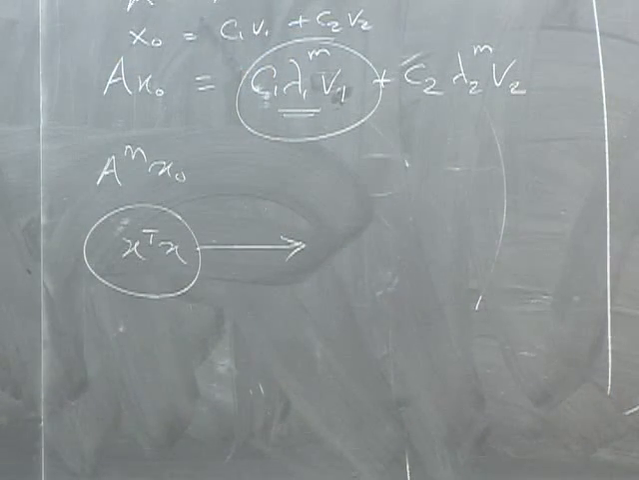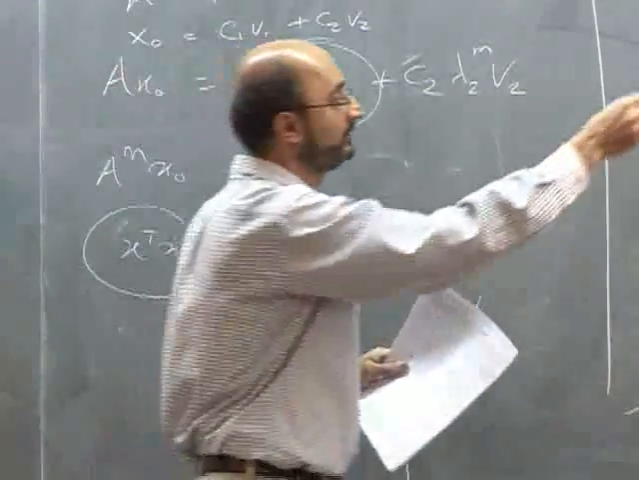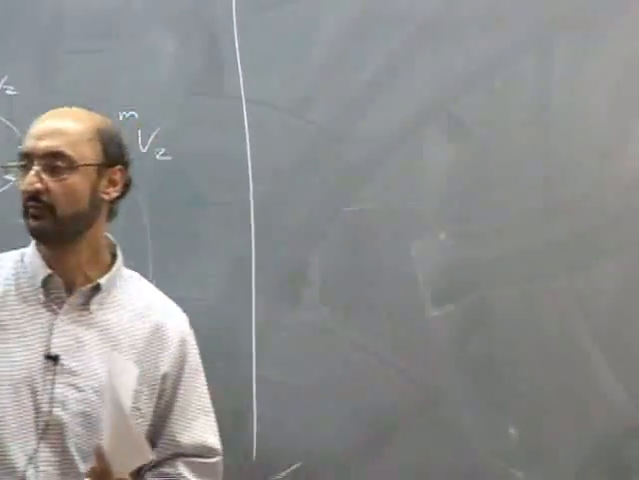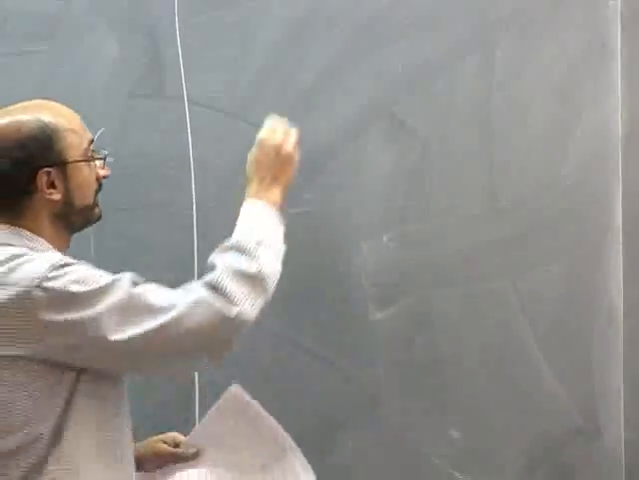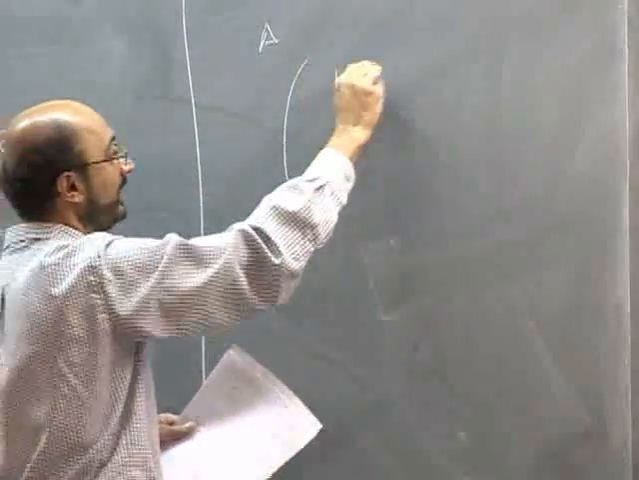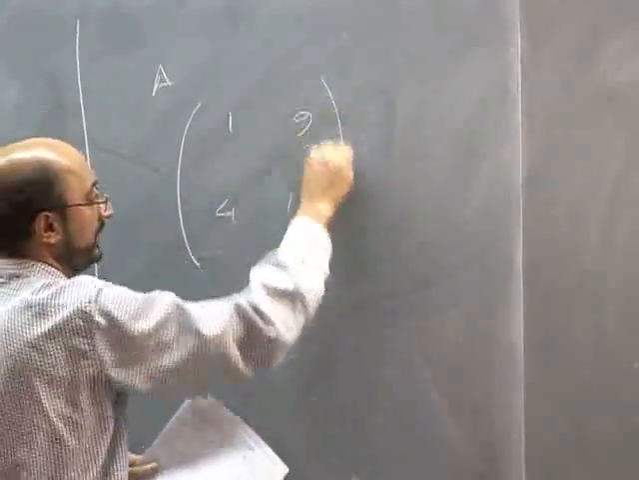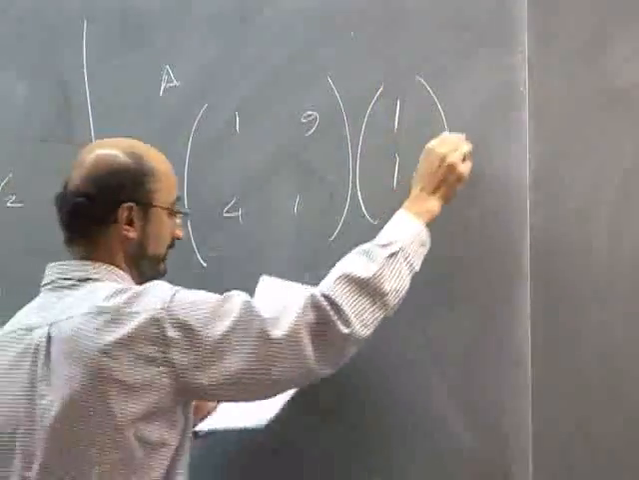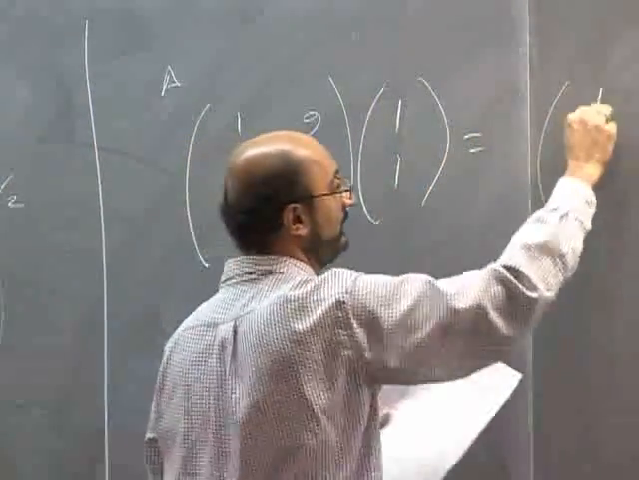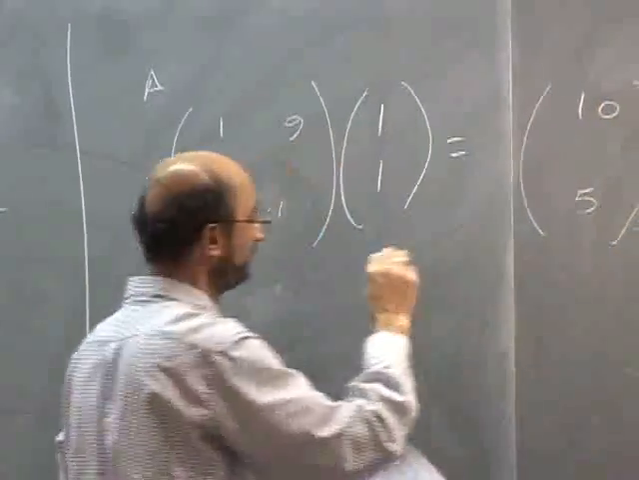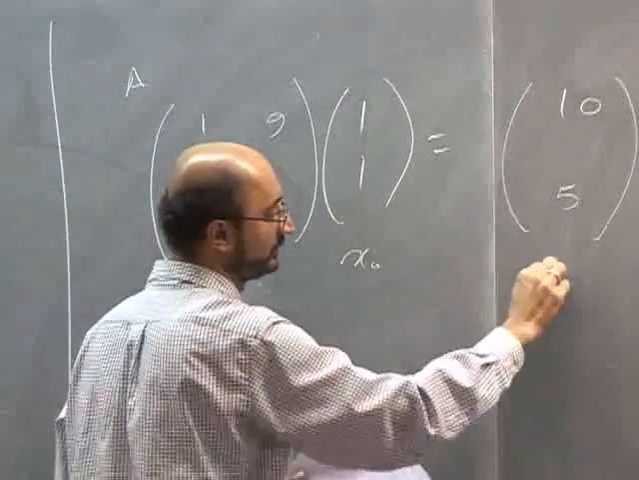Okay. So let's do the homework example to just give you a sense of what's going on. Here I start with the initial value 1, 1. If you don't have 1, 1, your answers are going to look a little bit different. But this is A, it's 1, 9, 4, 1. And I just start with 1, 1, and that gives me the vector 10, 5. So this is x0, this is x1.